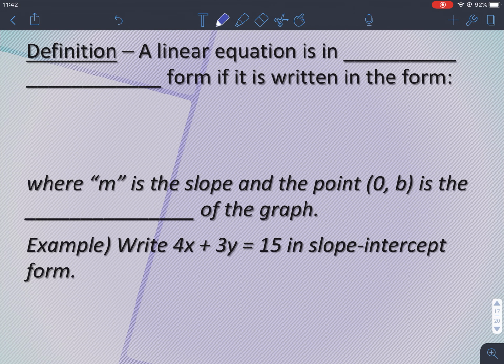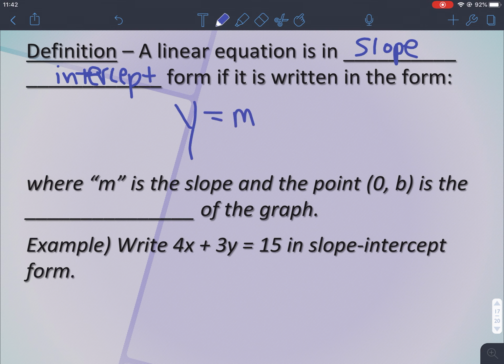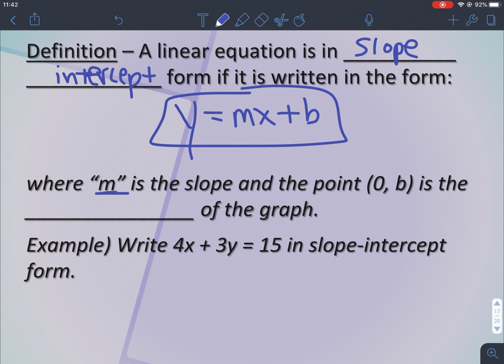A linear equation is now in slope-intercept form if it is written in the form y equals mx plus b, where m is the slope and the point (0, b) is the y-intercept. We can now write equations with simply a slope and a y-intercept.